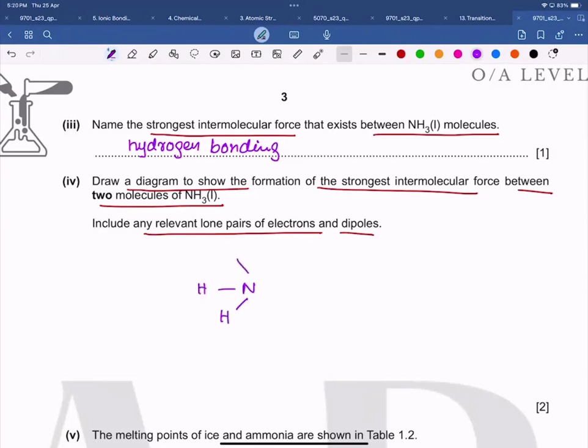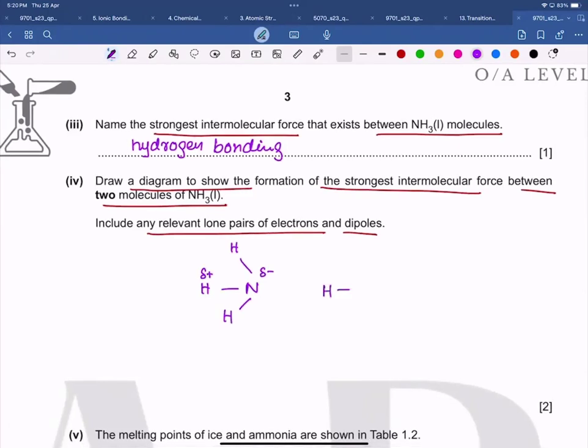Put one ammonia. Nitrogen is partially negative and hydrogen is partially positive. Then make another ammonia molecule like this. Nitrogen is partial negative, hydrogen is partial positive. Nitrogen has one lone pair of electrons, and from that lone pair you make a dotted line towards the hydrogen of the other molecule, which shows hydrogen bonding. If you draw the structure correctly but miss these things, then you will not get the second mark. Okay.